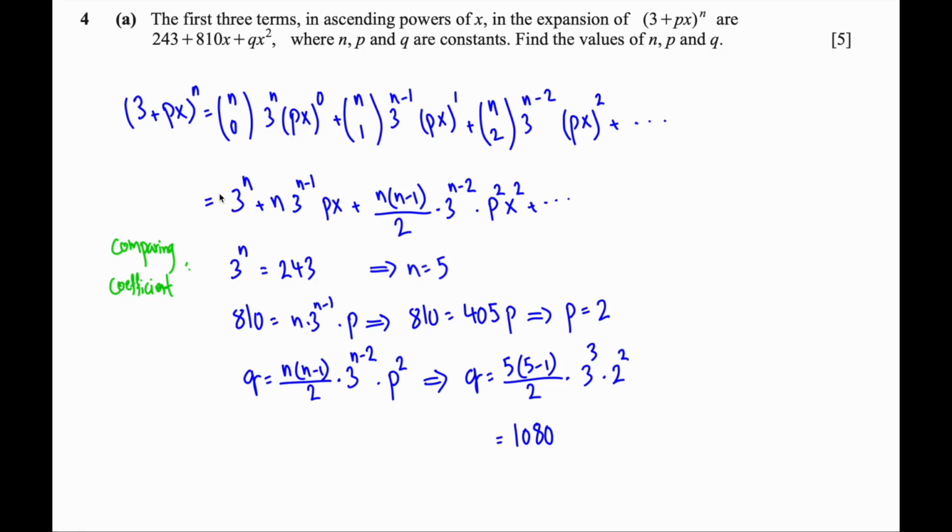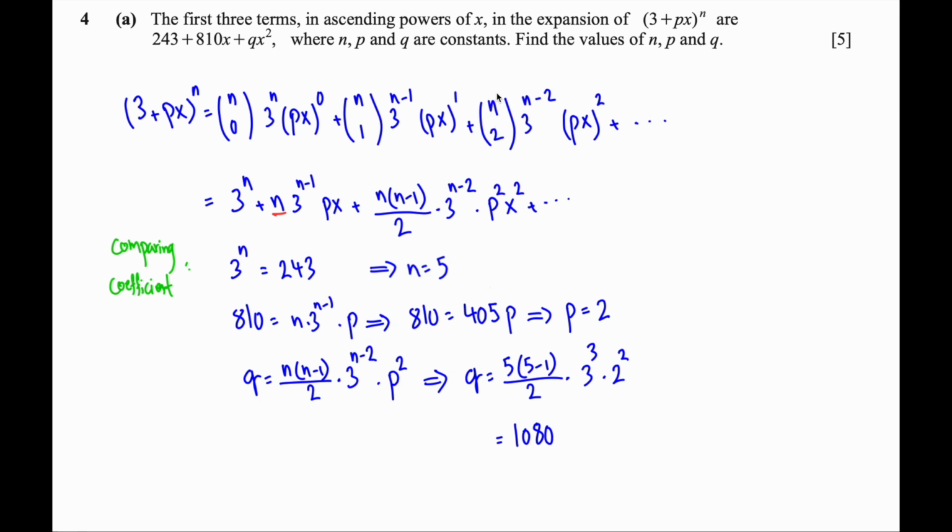So nC0 is basically 1. This thing to the power of 0 is also 1. So my first term is literally just 3 to the power of n. nC1 is n, and also here px to the power of 1 is just px, and you cannot even use a calculator here because it's n, right?